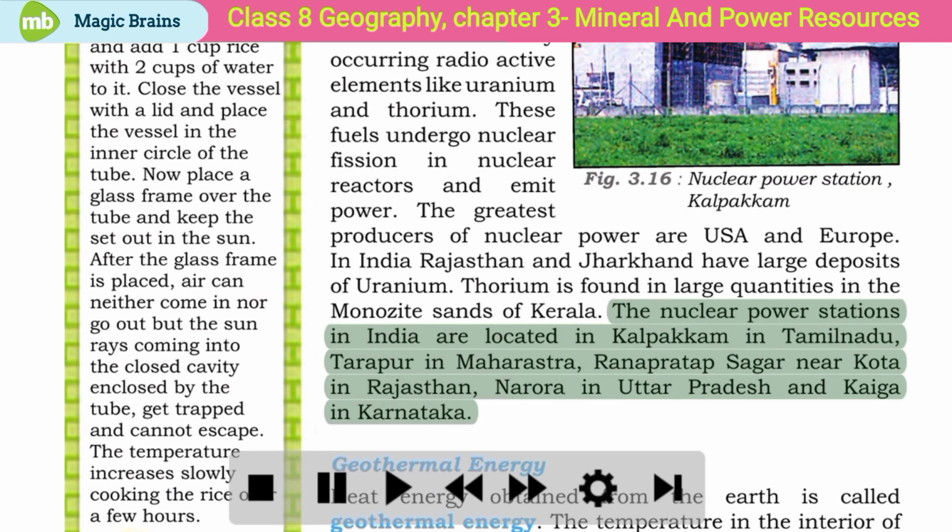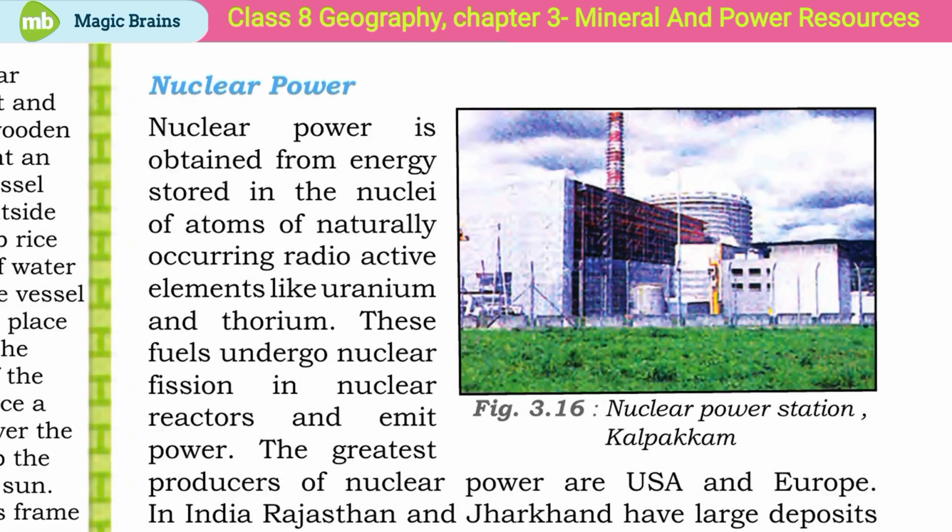The nuclear power stations in India are located in Kalpakkam in Tamil Nadu, Tarapur in Maharashtra, Rana Pratap Sagar near Kota in Rajasthan, Narora in Uttar Pradesh and Kaiga in Karnataka. On the right side, there is figure number 3.16, which shows nuclear power station in Kalpakkam.